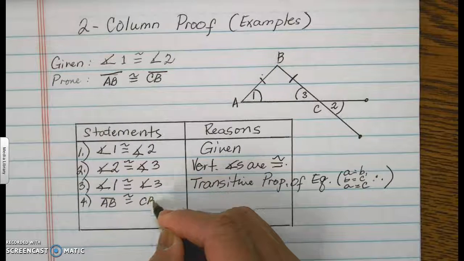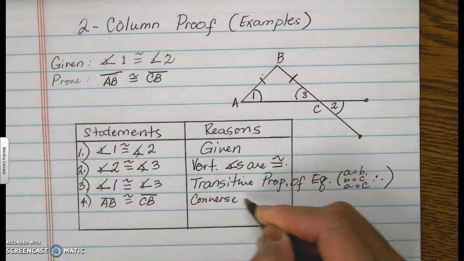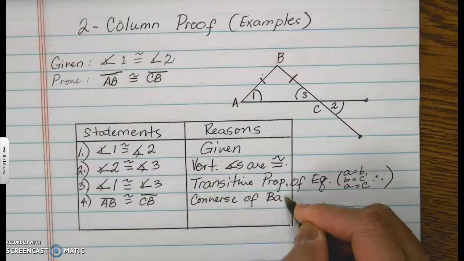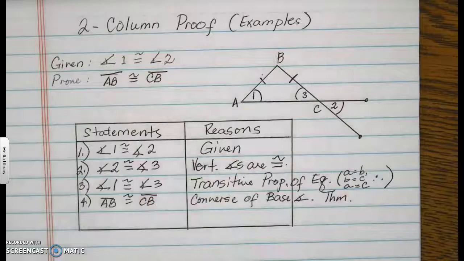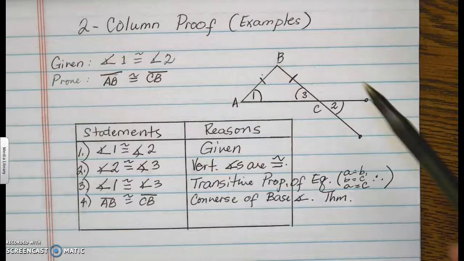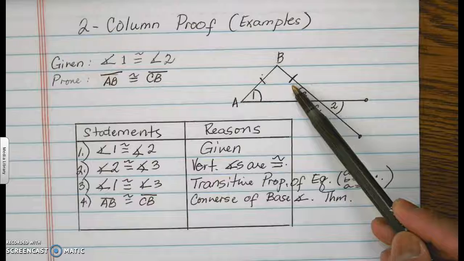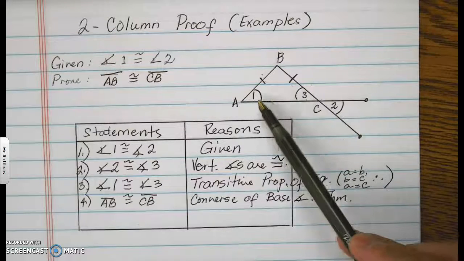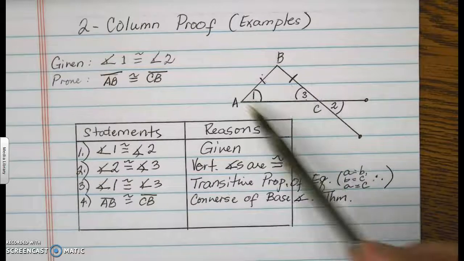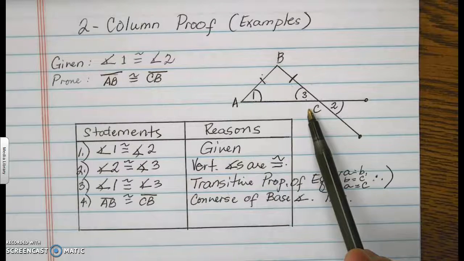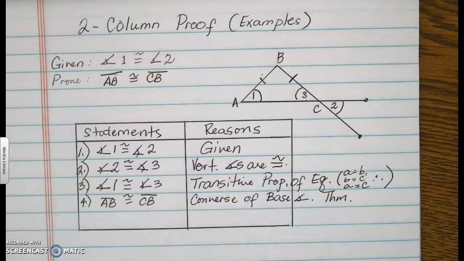congruent CB, and that is by the converse of base angle theorem. So let's review. The base angle theorem states that in a triangle, if two sides are congruent, the angles opposite those two sides are also congruent. The converse, however, states that in a triangle, if two angles of a triangle are congruent, therefore the sides opposite them are congruent.